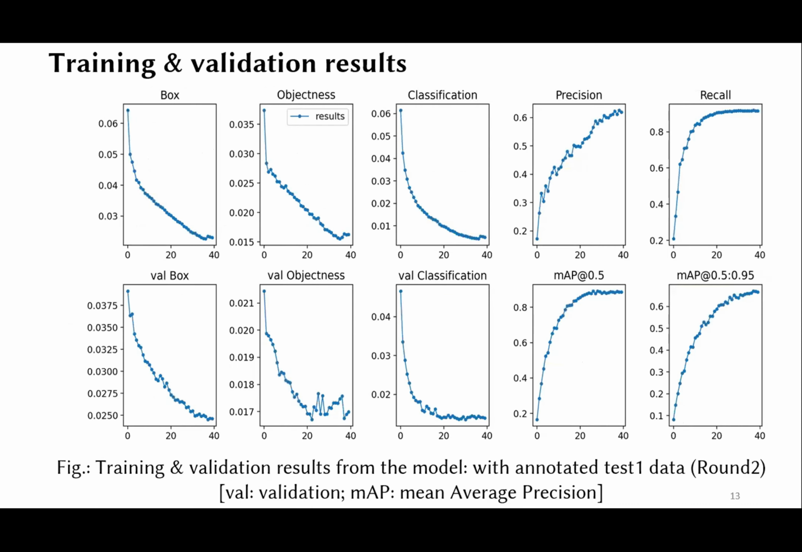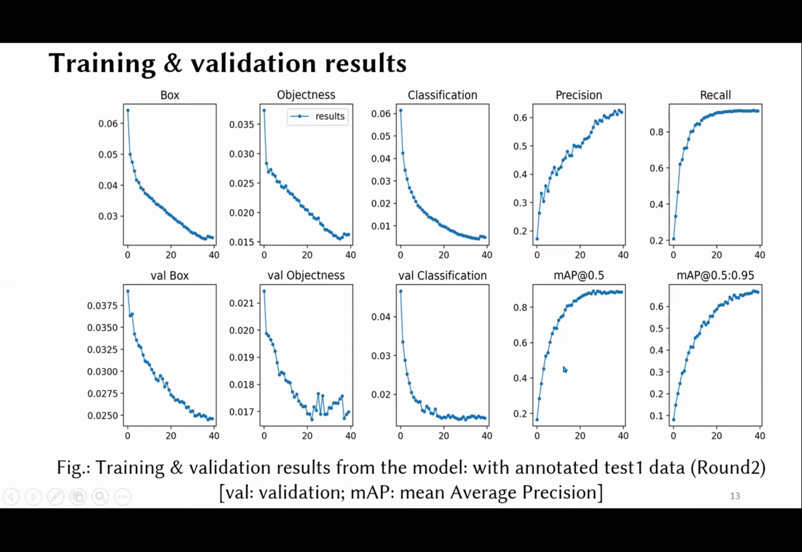If we look at this results graph, the first graph shows the box loss, the second graph shows the objectness loss, and the third is the classification loss. In our training, the losses continued decreasing, and the precision and recall continued increasing for the training set. And the validation box, validation objectness and validation classification describe the losses on the validation set, and mean average precision at 0.5 and mean average precision at 0.5 to 0.95 also continued increasing.